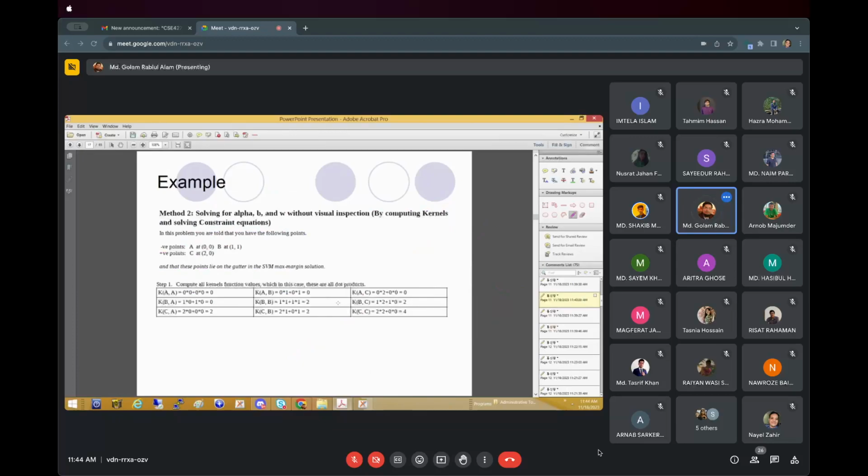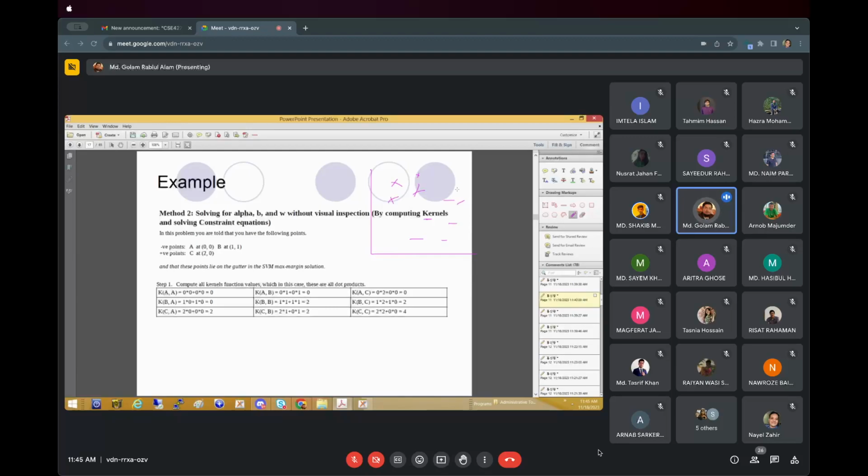So let's say one problem: the data sets are given, or we can say the plots are given, that is, scatter plots are given. So maybe some points we will get here and there, and some points we will get maybe here and there.